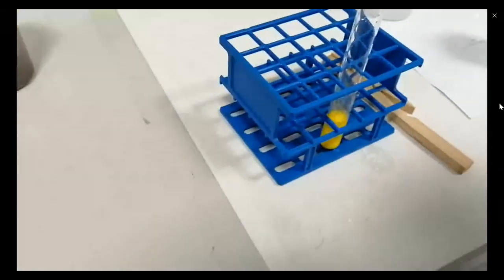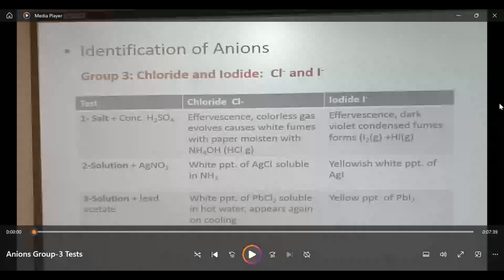Now we are going to see the third group, which is the miscellaneous group, and we are going to discuss two anions, sulfate and phosphate. This group has no group reagent, and for all tests you have to prepare a solution. Nothing you have to do in the solid salt.